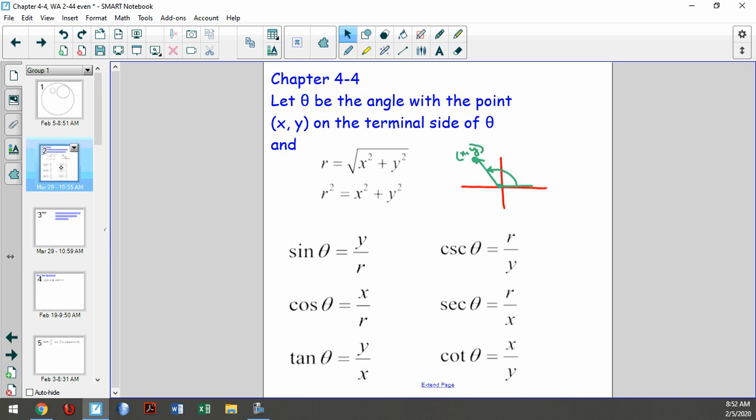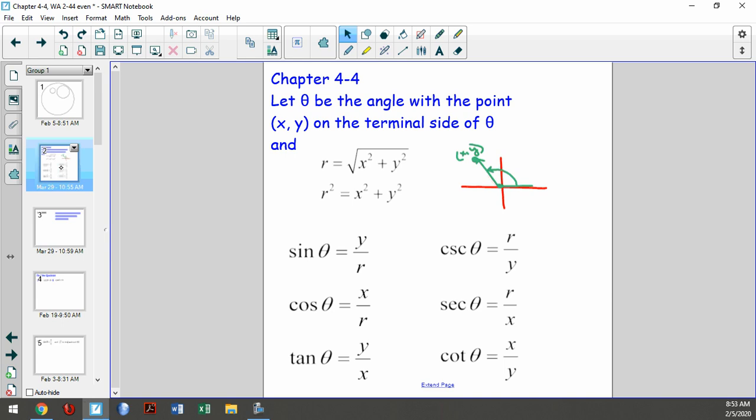Now, what this is saying is I can now find all 6 trig functions of any angle on the terminal side with a point. The sine of theta will be your y value divided by your r value, which means the cosecant is the reciprocal, which is going to be r over y. Cosine is going to be x over r, so the secant is the reciprocal, which is r over x. Tangent is y over x, so cotangent is x over y.